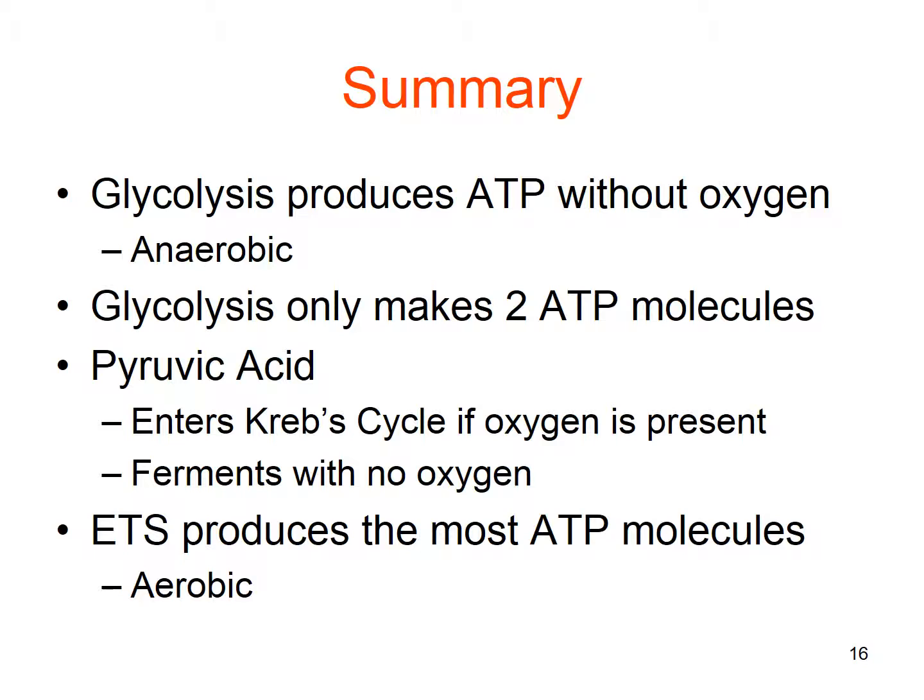Pyruvic acid, which of course is made in glycolysis, enters the Krebs cycle as acetyl if oxygen is present. If there is no oxygen, then those pyruvic acids will ferment into alcohol if you're yeast, or in us it ferments into lactic acid. And finally, the electron transport system produces the most ATP molecules, and it is aerobic, so it's got to have oxygen or it won't work.